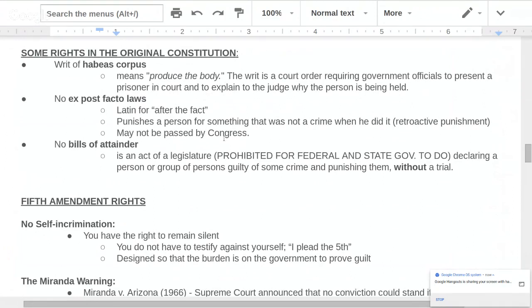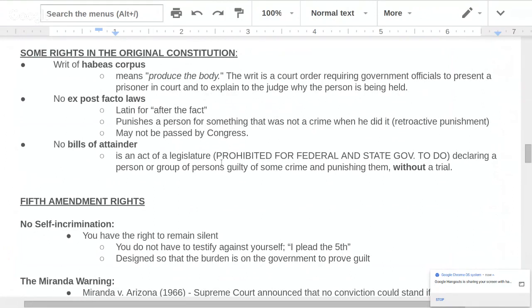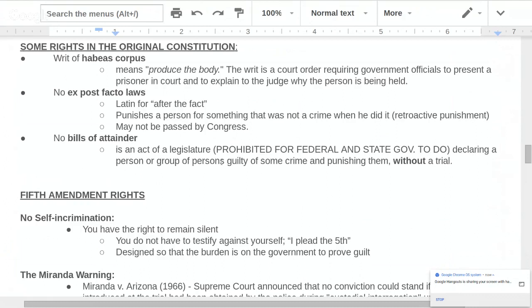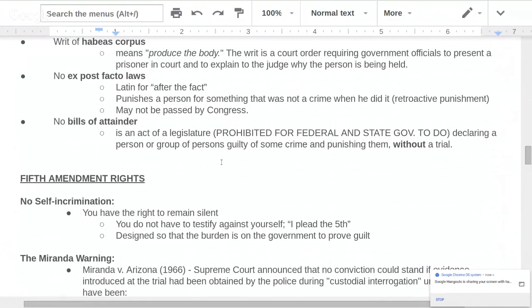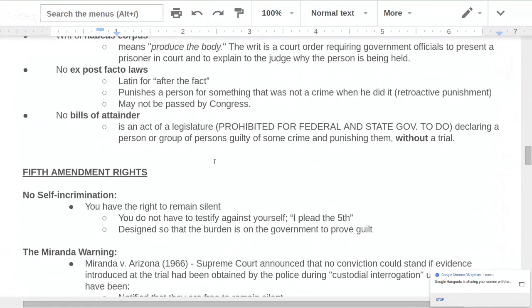So no bills of attainder. A bill of attainder is an act of legislature. It is prohibited for federal and state government to do, declaring a person or group of persons guilty of some crime and punishing them without a trial. You cannot just tell someone you're guilty and then punish them without trial. You have to have them with trial, in front of a jury or a judge.